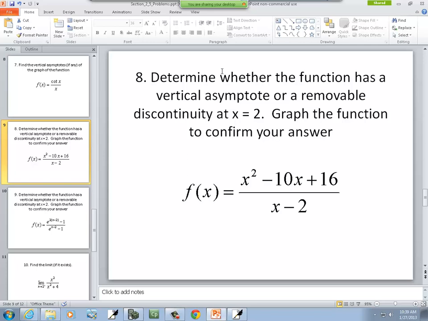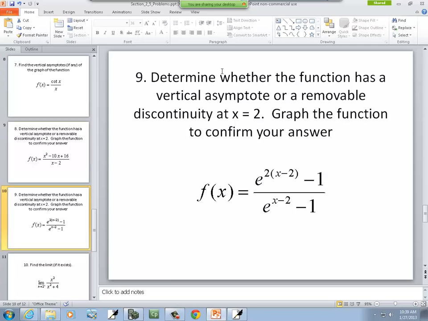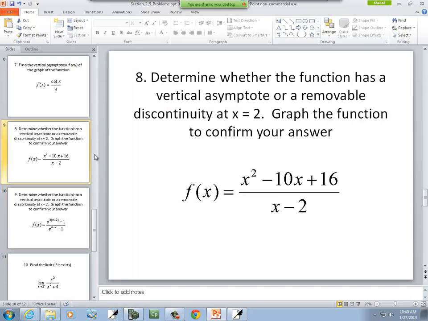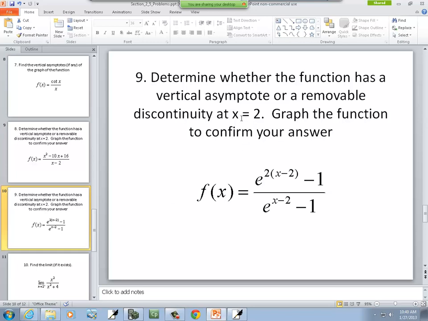Let's see, number 9. f of x is equal to e to the 2x minus 2, minus 1, over e to the x minus 2, minus 1. Now, in case you're wondering where they get these numbers from, notice here they're saying what's happening at x equals 2. Well, if I set the denominator equal to 0 and solve it, I get x equals 2. So that's where they're getting that from. This one, they're asking about, again, x equals 2. Well, if you're wondering where they get that from, if I put 2 in here, 2 minus 2 is 0. e to the 0 is 1. 1 minus 1 gives us 0. So that's where they're figuring that from.